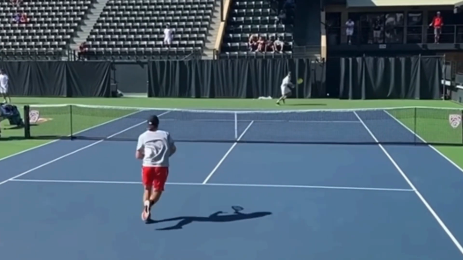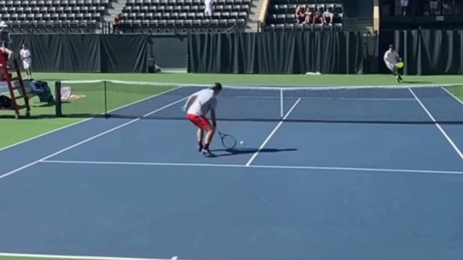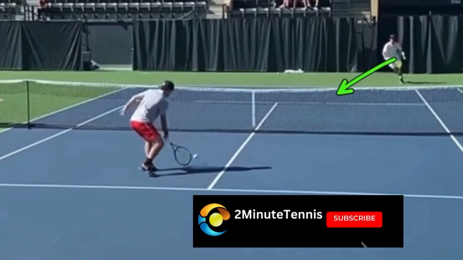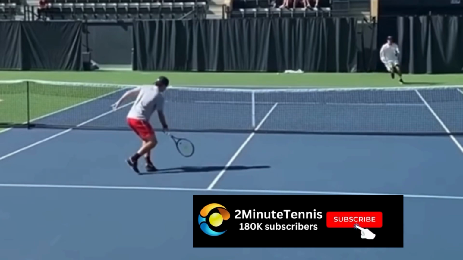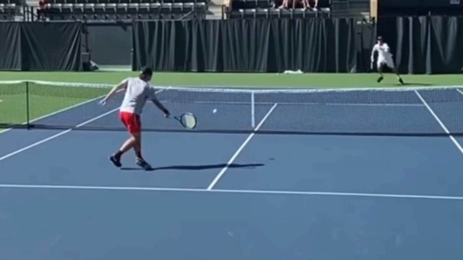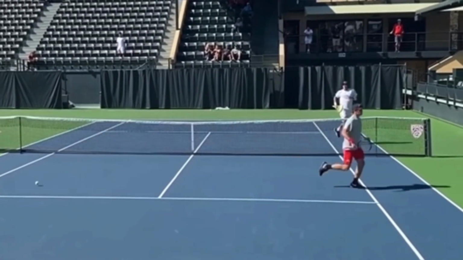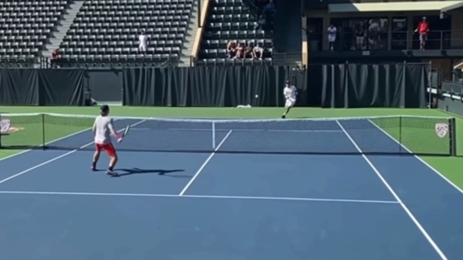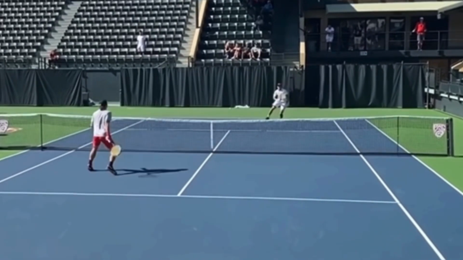All of a sudden, in 1 second, Stanford goes from being in trouble to actually being in charge of the point, because now Stanford sees that his shot went low to Ohio State and he starts coming forward. So Axel Geller starts coming forward. The Ohio State player has a short ball at his feet. And then all of a sudden the point completely changes and we turn defense into offense.